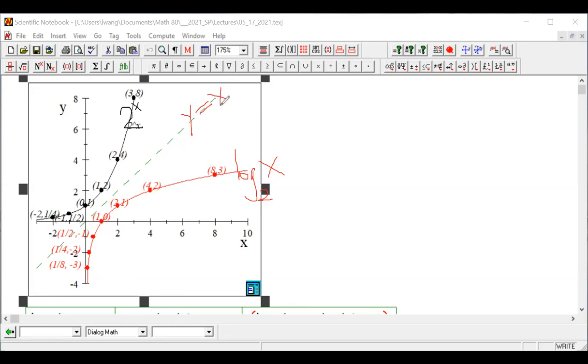Okay, it's a straight line. And the curves of 2 to the power x and log base 2 of x, they are symmetrical along this line. In other words, if we fold the black and the red along this green line, they're going to overlap. And so this is the common feature of functions that are inverse to each other.